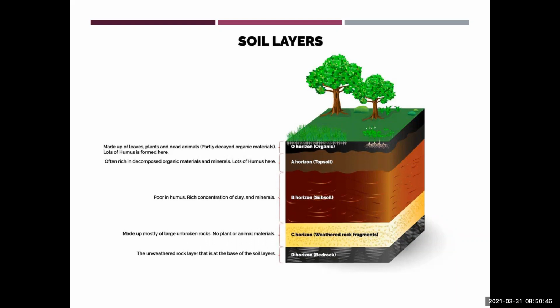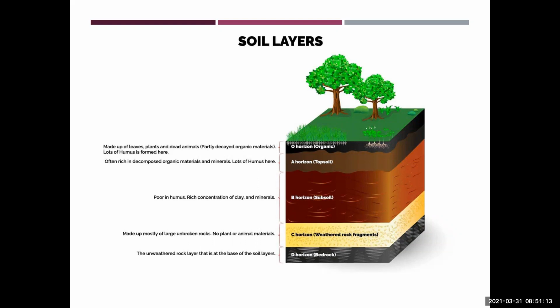Then we have topsoil. Once again, topsoil is also composed of rich organic materials and minerals. There's also lots of humus here. Then we have the B horizon. This is the subsoil. This is poor in humus, but it's often rich in concentrations of clays and minerals. Clay is a very important component of soils because it doesn't break apart and it's good for retaining water.